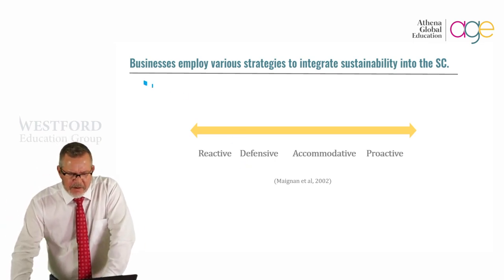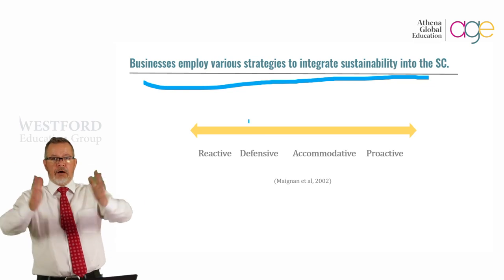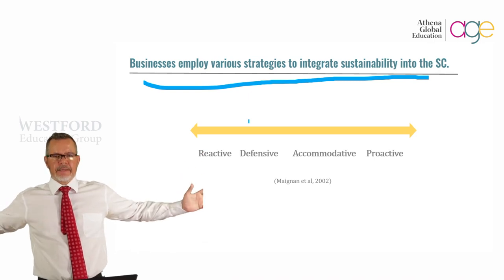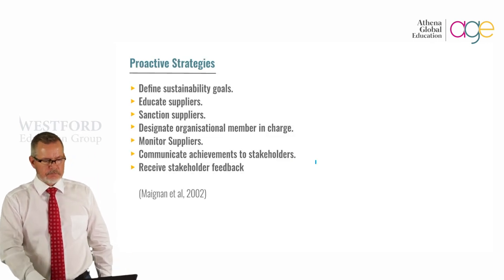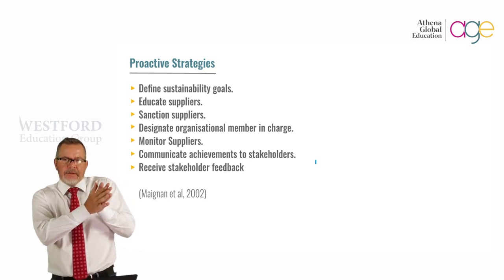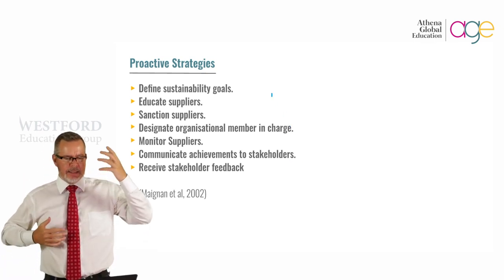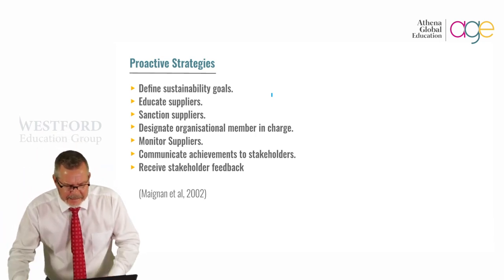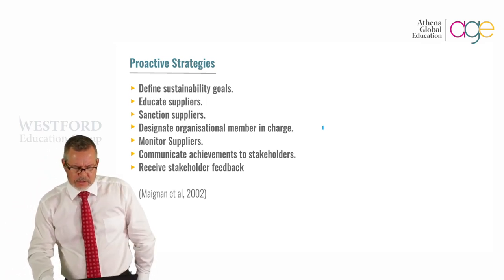Now, there's various strategies to integrate sustainability in the supply chain. And I have this sort of extreme here. I have either reactive or proactive, which are the further apart extremes from one another. And here in the middle, I have defensive and accommodative. Let's unpack these four. Proactive strategies define sustainability goals. So it starts with goals and objectives. It educates the suppliers, it sanctions suppliers, it makes it part of the criteria of supplier selection. It designates organizational members to be in charge of that. It monitors suppliers. It works very, very closely with suppliers. That's proactive.